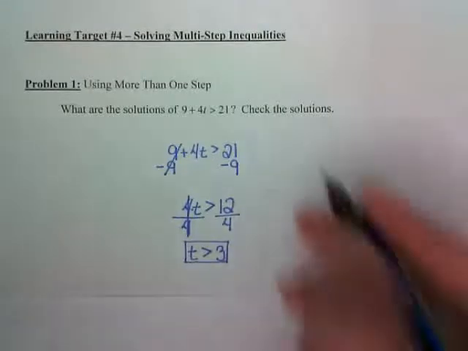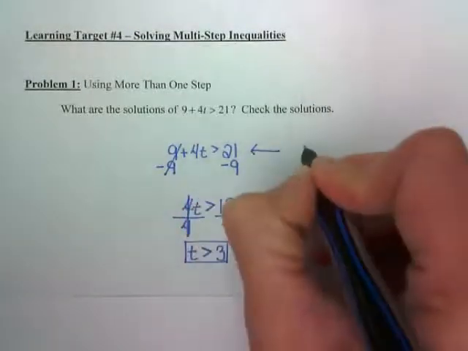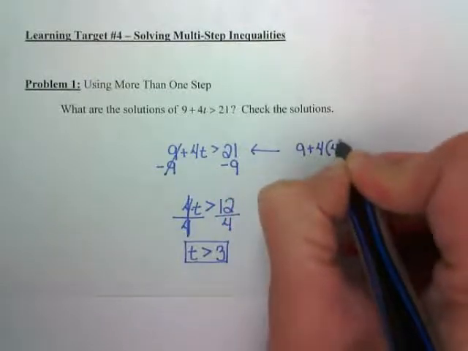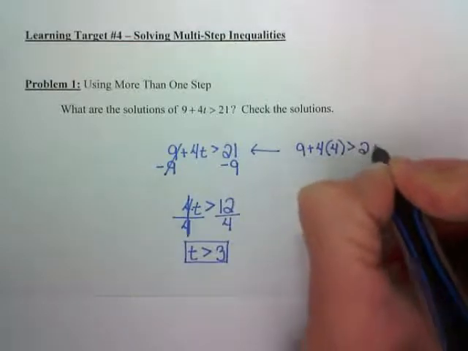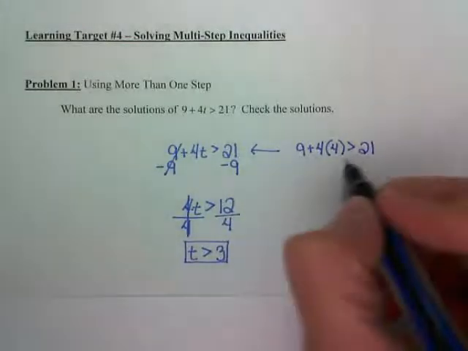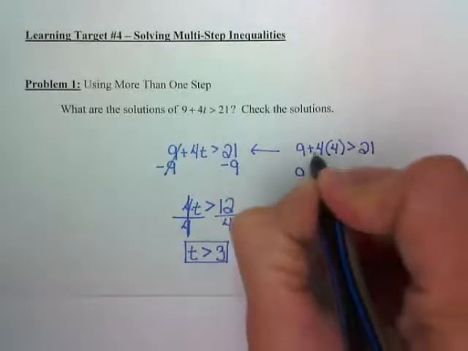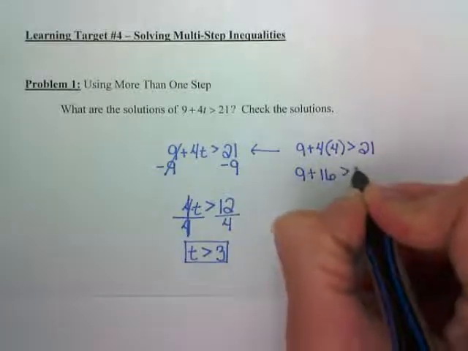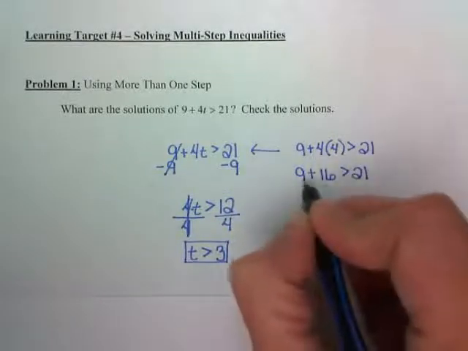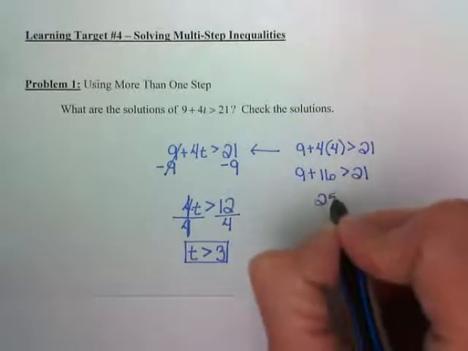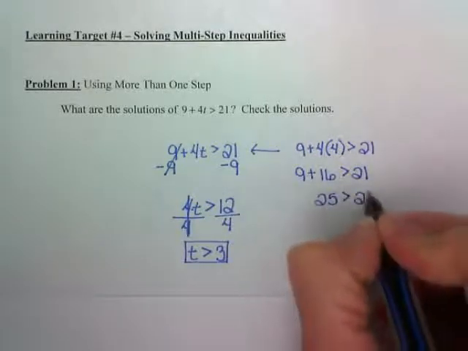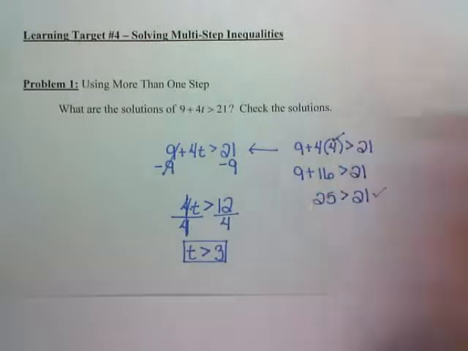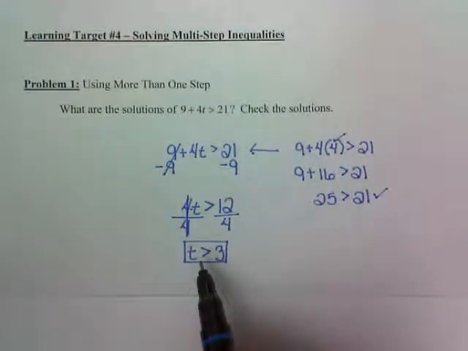So first number I think of is 4. So I'm just going to go back to my original problem. 9 plus 4, and I'm going to plug in 4. 4 is greater than 3, so that's why I'm going to use that one. It's greater than 21. Well, following order of operations, I would have to take care of 4 times 4 first, which would give me a 16. Still have 21 on the right-hand side. And 9 plus 16 is 25. Is 25 greater than 21? And yes, it is. Therefore, 4 works. Therefore, I have the correct solution.